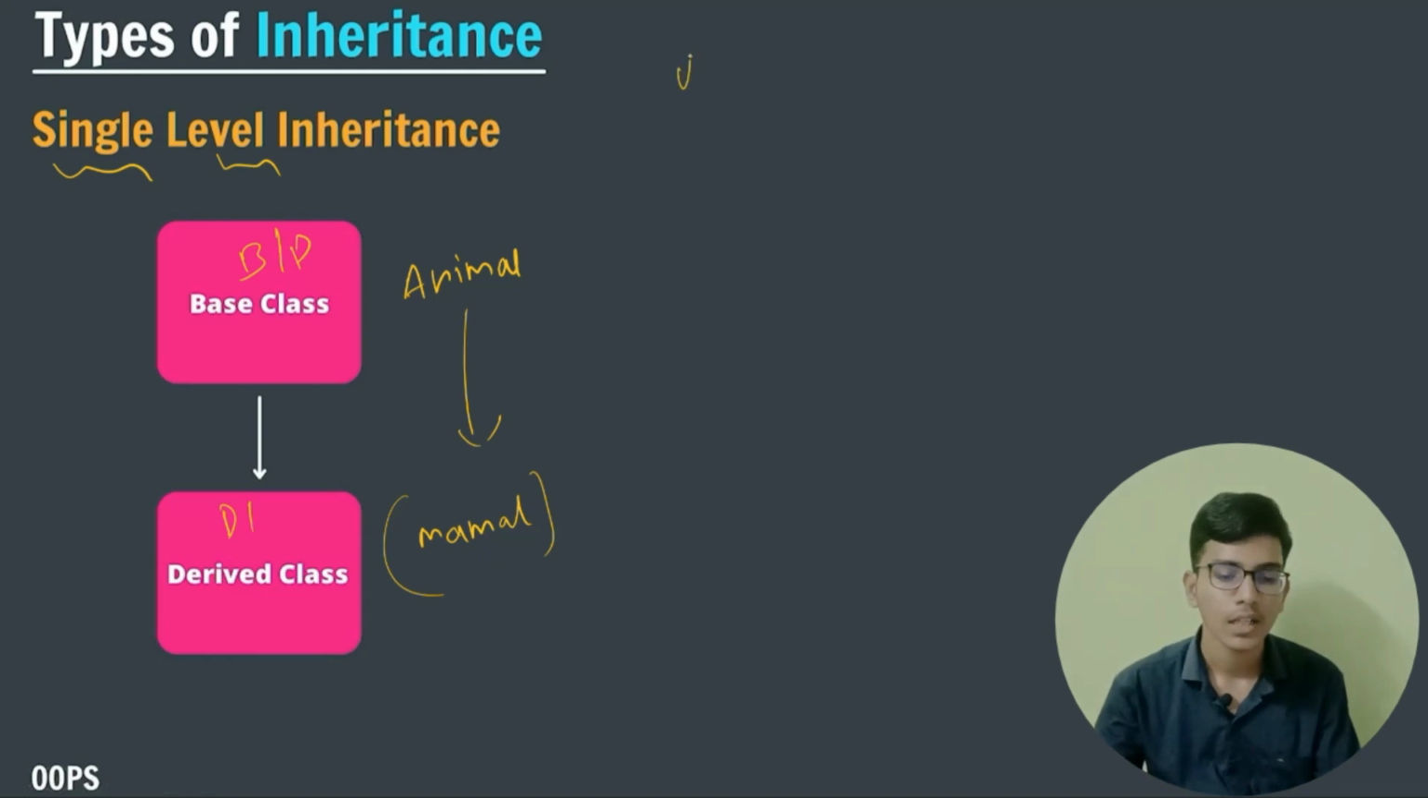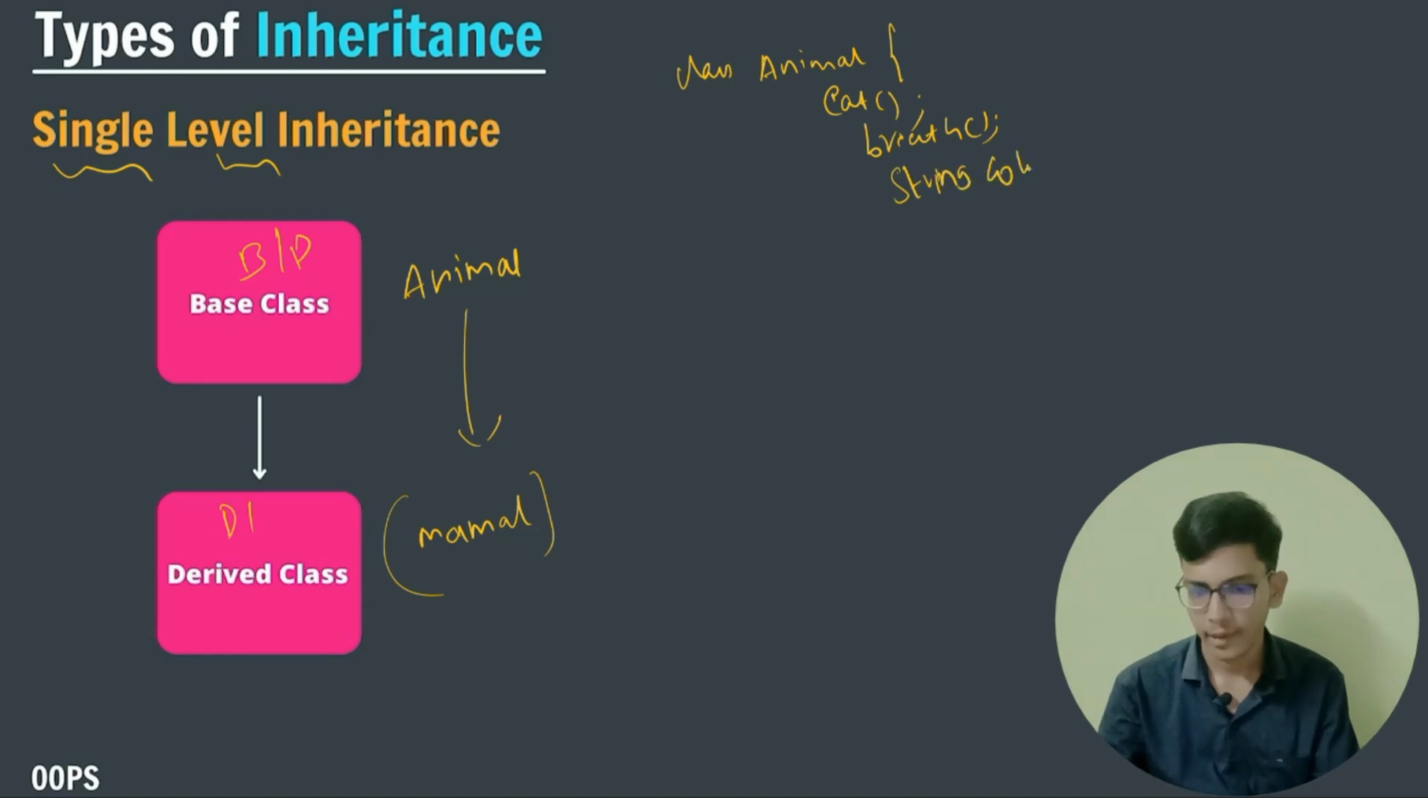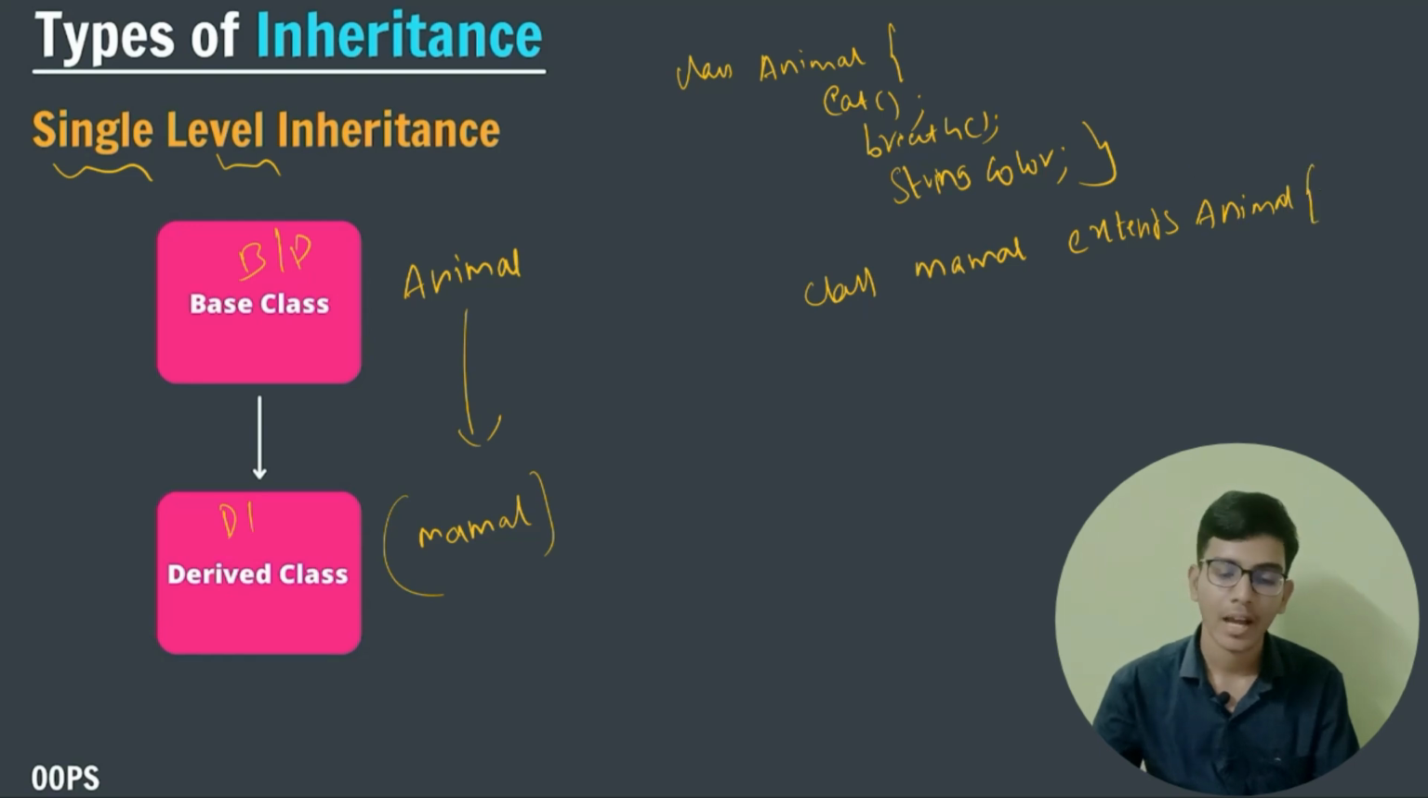In the class animal, I am giving an eat function, after that a breathe function, and a string color, the color of mammals. This is my parent class. After that, I am creating the child class for mammals. I will write class mammal extends animal. This will extend all the properties that my parent class has.